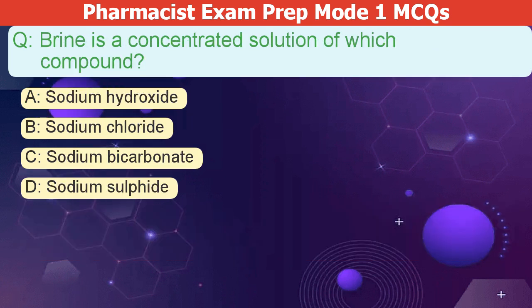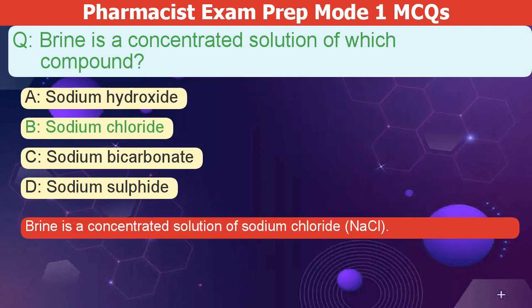Brine is a concentrated solution of which compound? A. Sodium hydroxide. B. Sodium chloride. C. Sodium bicarbonate. D. Sodium sulfide. The correct answer is B. Brine is a concentrated solution of sodium chloride, NaCl.